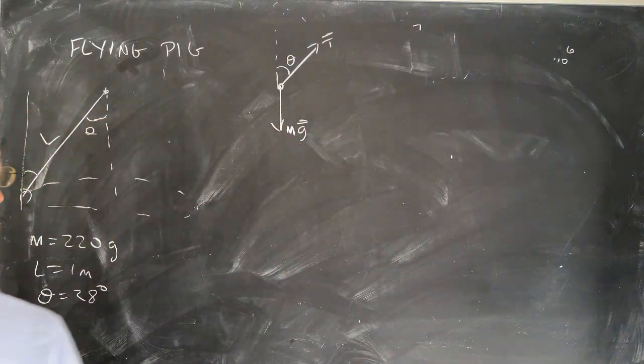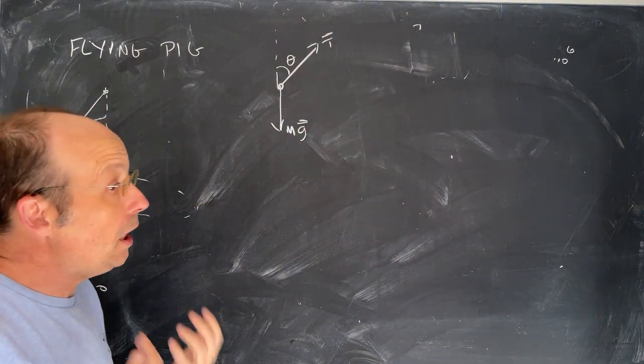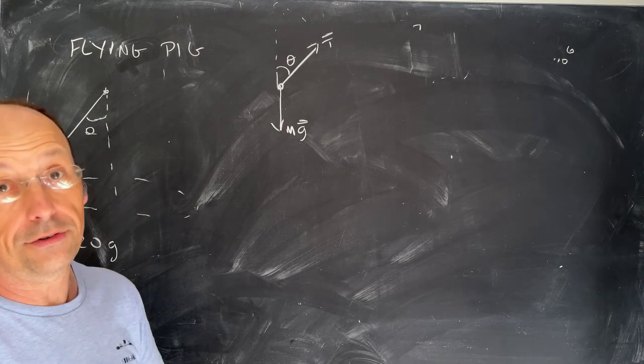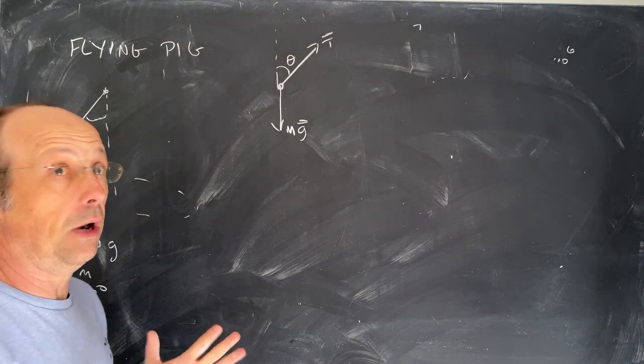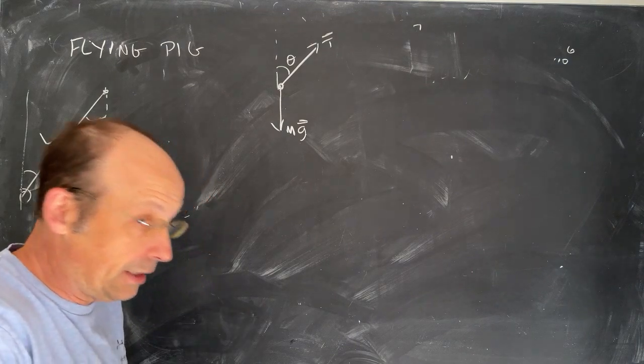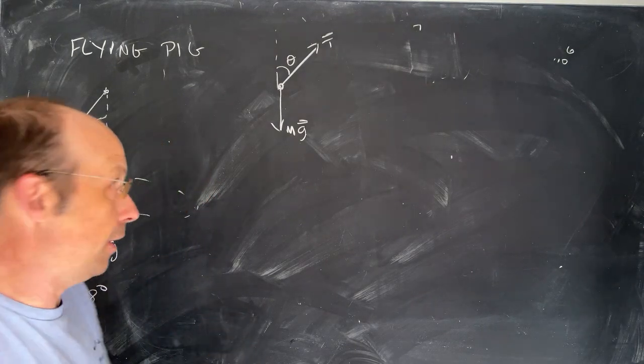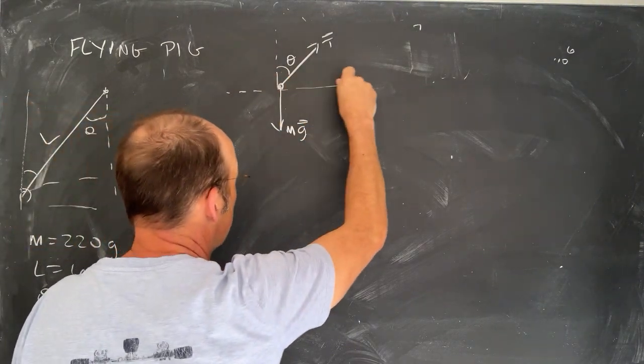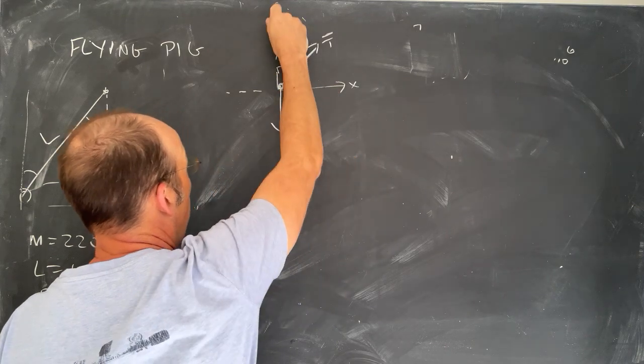Well, what's the next step? What do we always do next? We pick a coordinate system. So I need to pick my x and y axis, and I need to pick them such that the acceleration is in either the x direction or the y direction. So let's pick this as my x direction, and this is my y.